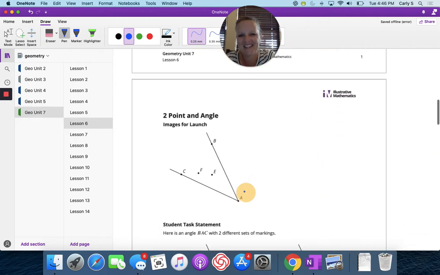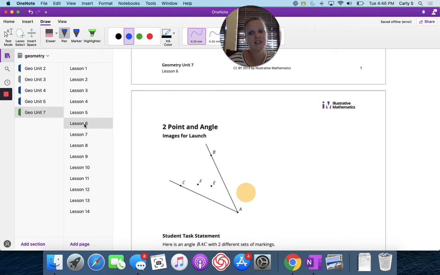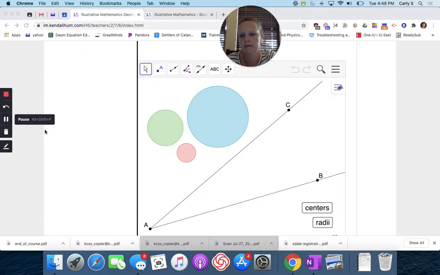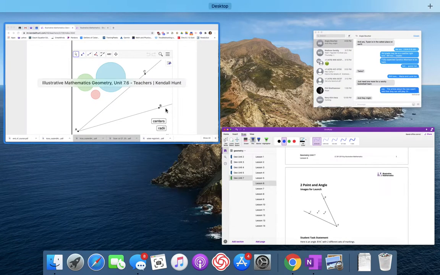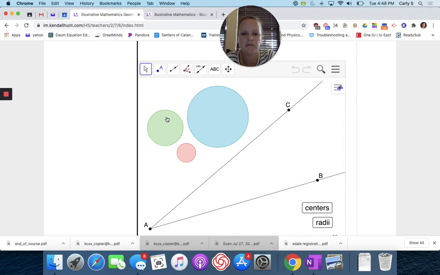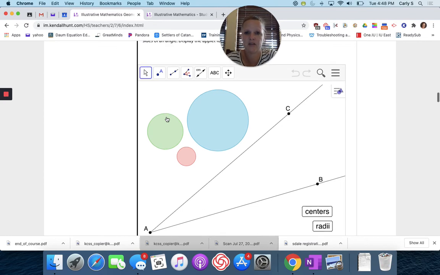All right, so let's look at the images for launch. For that launch thing, let's see if we can do something else. So here, I have an angle, CAB, and I have circles. The cool thing we know about circles is the distance from the center to the outside of the circle is a radius. No matter the center to any outside of the circle, they're all going to be the same measurement. That's the definition of radius.